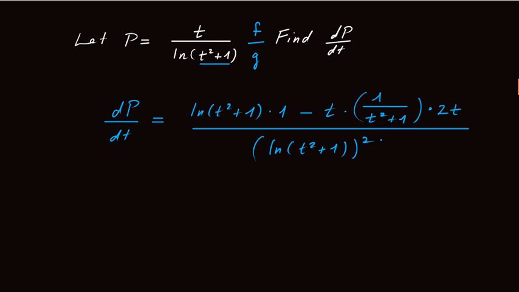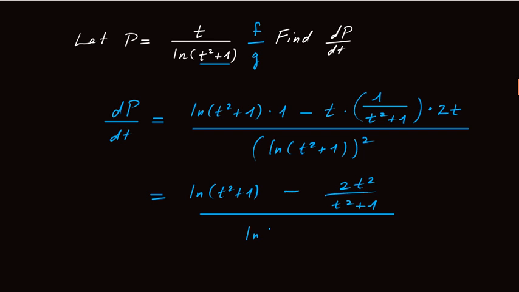Okay, I can do a little simplification. ln of t squared plus 1 minus, and then notice there's a t and the 2t, so I can write this as 2t squared divided by t squared plus 1, and divided by ln of t squared plus 1 squared. Okay, you could further simplify by finding a common denominator in the numerator, but we can leave this like that.